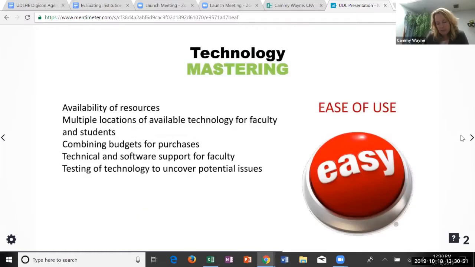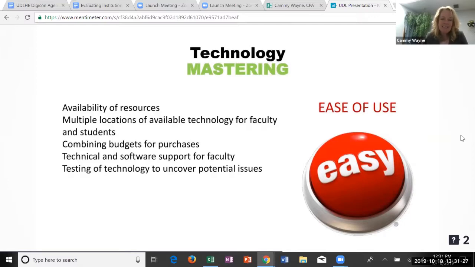From the mastering level standpoint, if they've been utilizing UDL for a while, we want to make sure that this technology is actually available to faculty and to students. A lot of the times, the college will make technology available to faculty and not necessarily the students. Or they'll also make it available to faculty, but you have to walk across campus and 3 streets down to get to the computer that actually has this technology on that. And that's just building that barrier. So we want to make sure it's easily accessible.